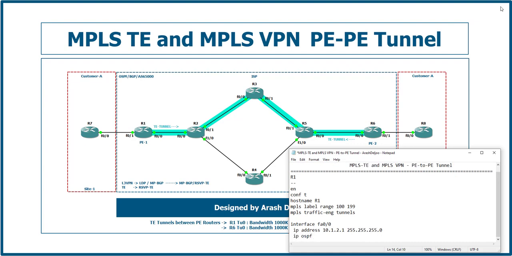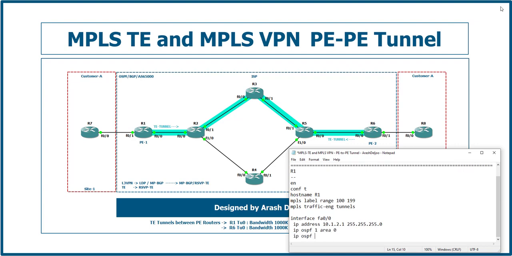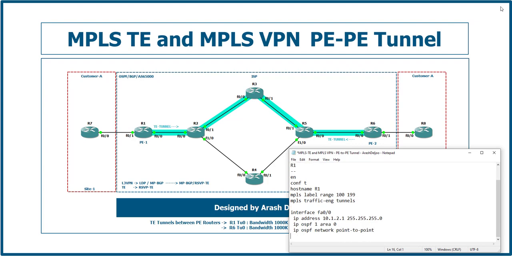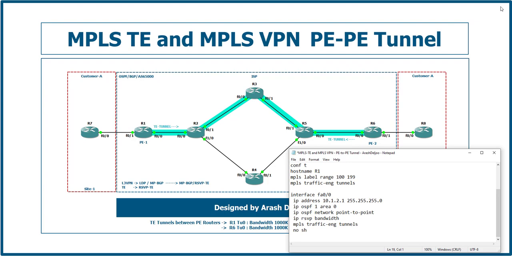You can use OSPF or IS-IS. Let me use OSPF: ip ospf 1 area 0, and then ip ospf network point-to-point. After that, we can configure ip rsvp bandwidth. You learn about all of these features in this course. Because of that, I'm not going to talk about them more. ip rsvp bandwidth, and after that, mpls traffic-eng tunnels. That's it. And after that, we need to enable the interface, no shutdown. This is the configuration of interface FastEthernet 0/0.